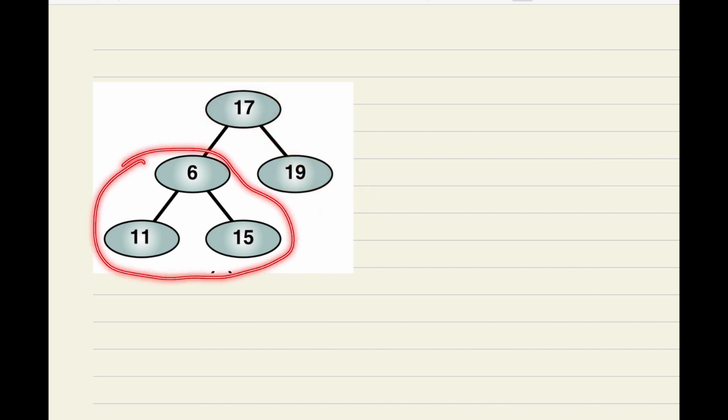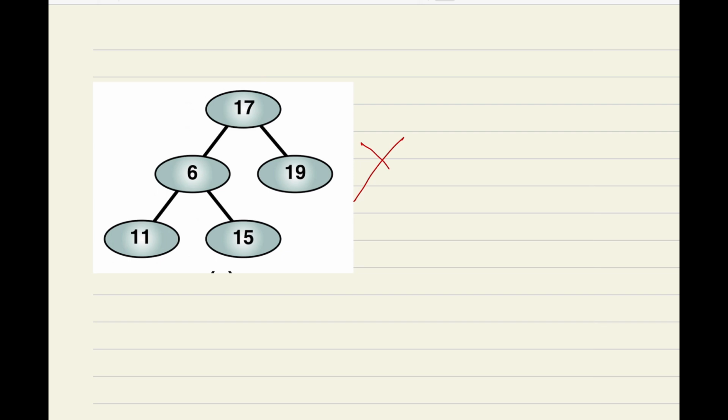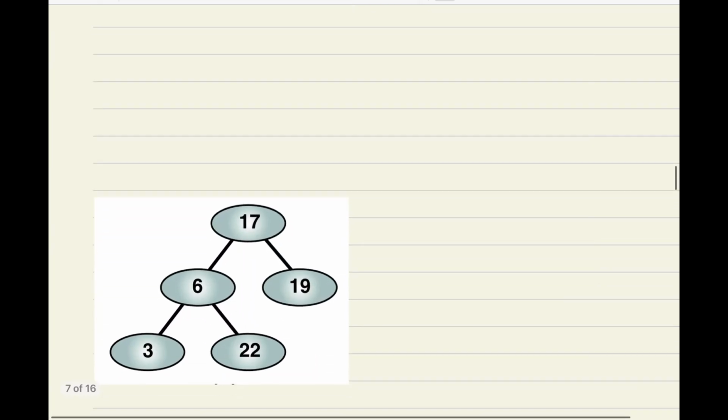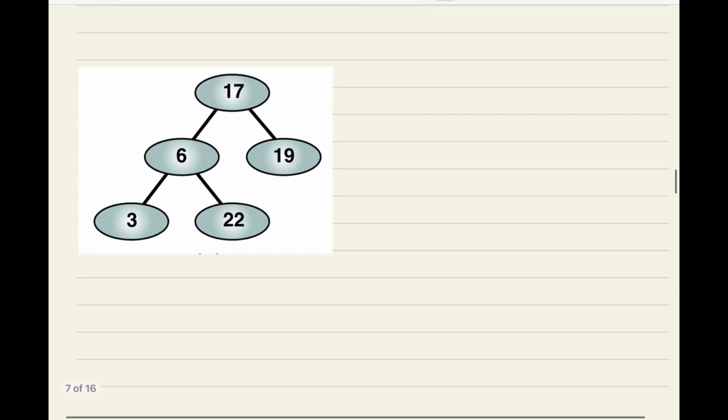Now consider this one, this part. So 6, left child is 11. So 11 is greater than 6. So it does not satisfy the properties of a binary search tree, and we can say this is not a binary search tree.